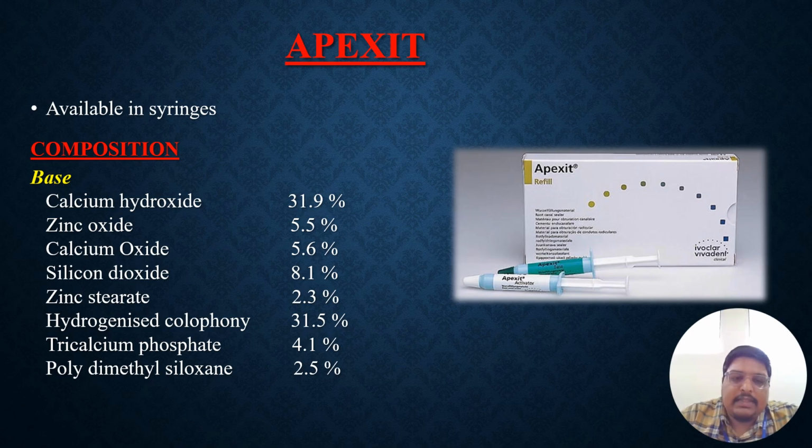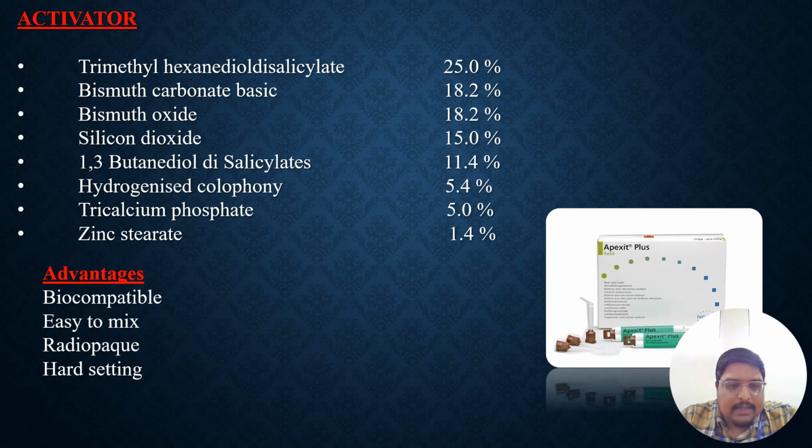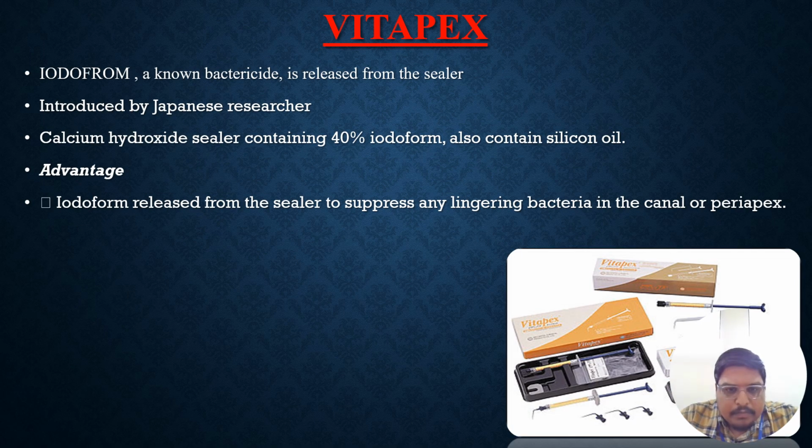Apexit is available in syringes. Composition, base: calcium hydroxide 31.9%, zinc oxide 5.5%, silicon dioxide 8.1%, zinc stearate, hydrogenated colophonium, trimethylene glycol, and polymethyl acids. The activator: trimethyl hexamethylene acrylate, bismuth carbonate basic, bismuth oxide, silicon oxide. Advantages: biocompatible, easy to mix, radiopaque, and hot setting of the reagents.